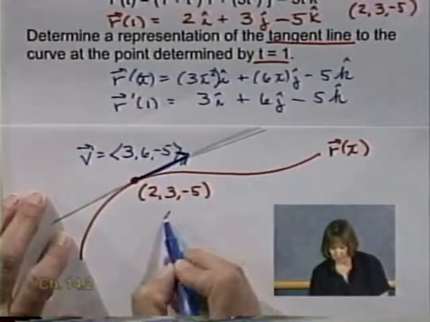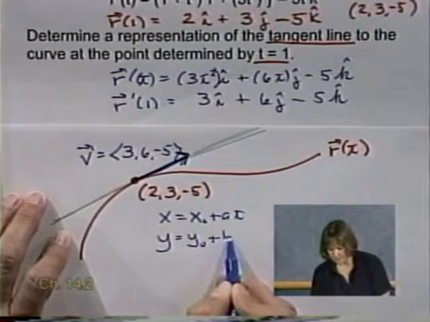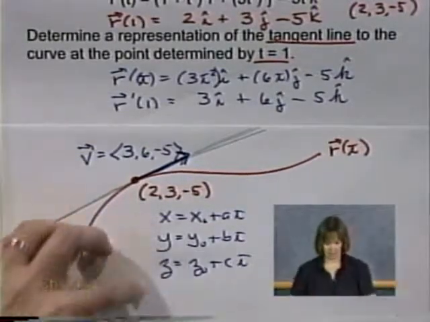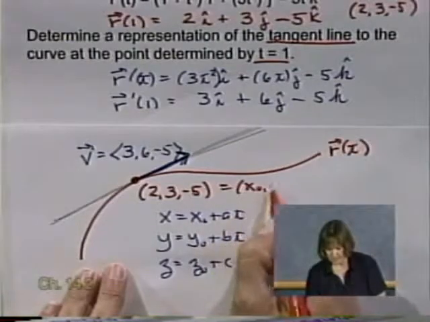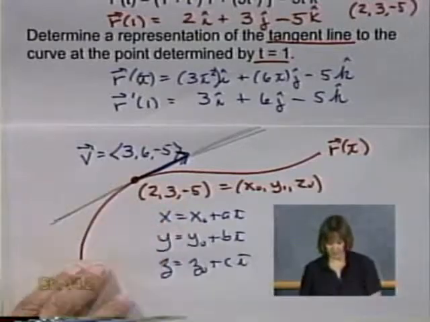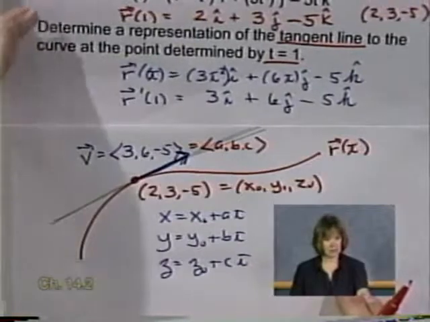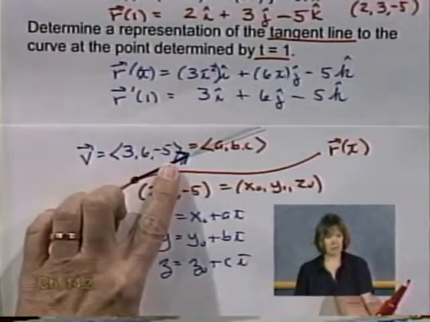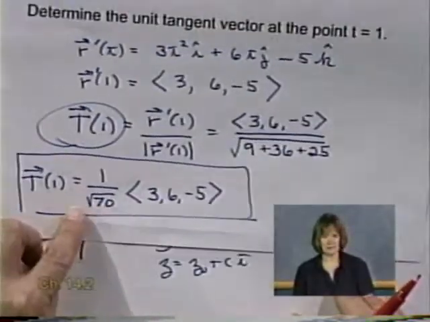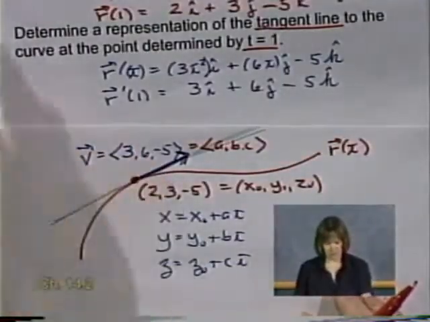So back with the old x equals x naught plus at, y equals y naught plus bt, and z equals z naught plus ct. My particular point, my x naught, y naught, z naught, my point on the line is the point 2, 3, negative 5. And my vector, whose components are a, b, c, that's parallel to the line, is this vector 3, 6, negative 5. Notice I could have used the unit tangent, but why do I want to throw in that 1 over root 70? That's sort of complicated. I just need a vector in the direction of the line. So these numbers are easier. I'll use 3, 6, negative 5.